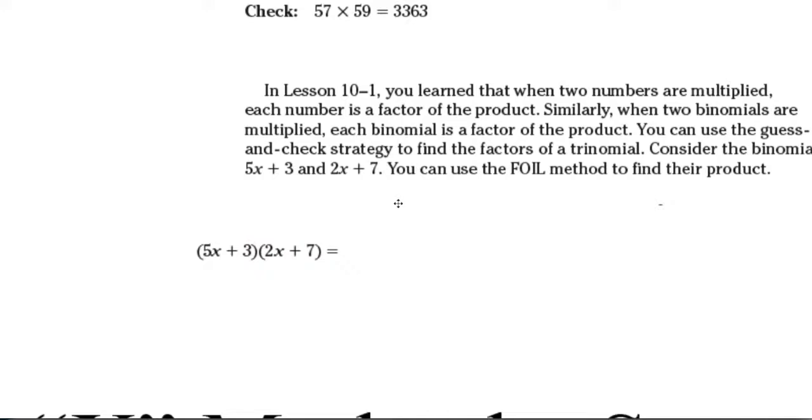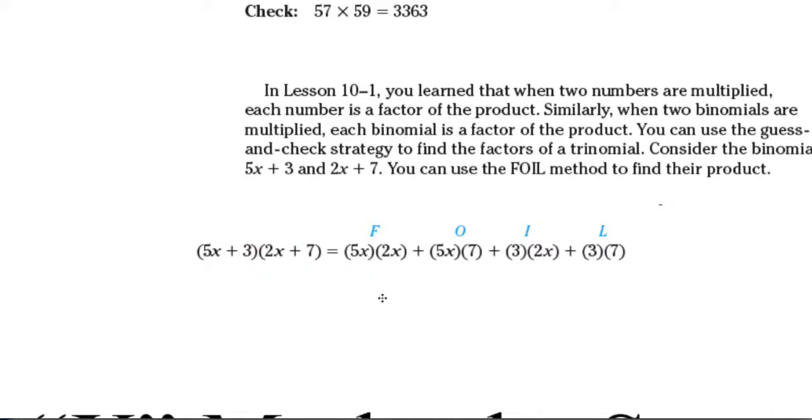You can use the FOIL method to find their product. Using FOIL: first, outer, inner, last. First, 5x times 2x, and then outer, 5x times 7, inner, 2x times 3, and then last would be 3 times 7.